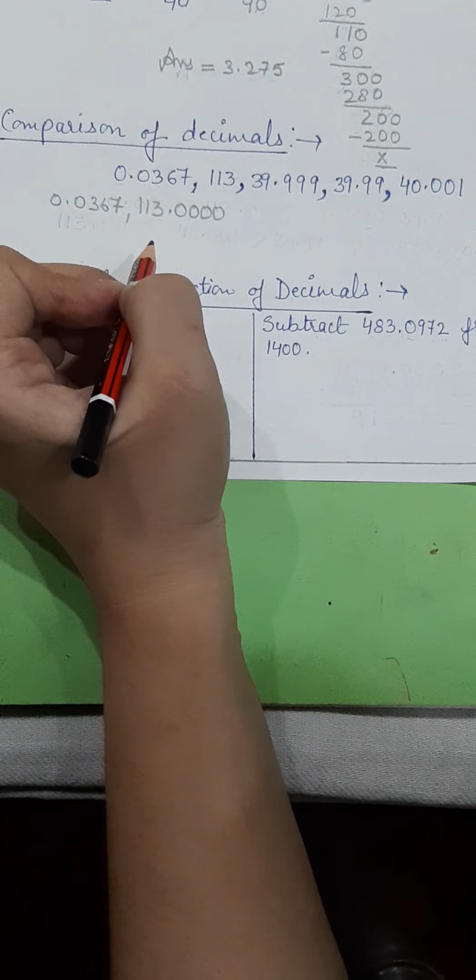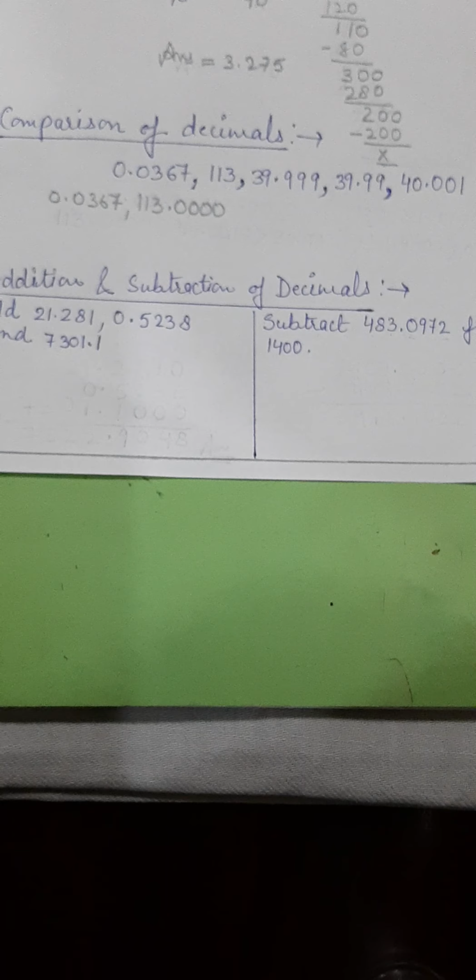0.0367, 4 decimal places. Here 113, no decimal place, so you can put a decimal and add 4 zeros. Clear? 4 zeros. Now next is 39.999. There are 3 decimal places, so you add 1 zero to convert into like decimals. Clear?